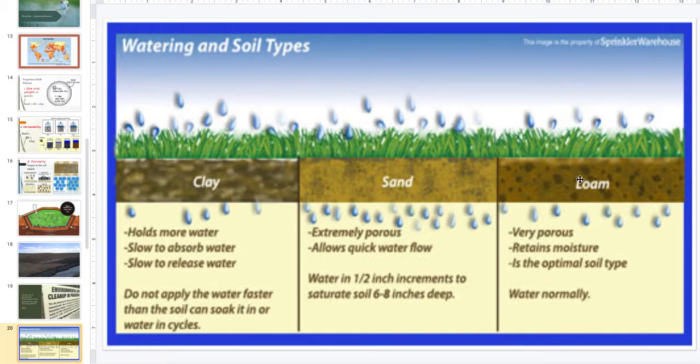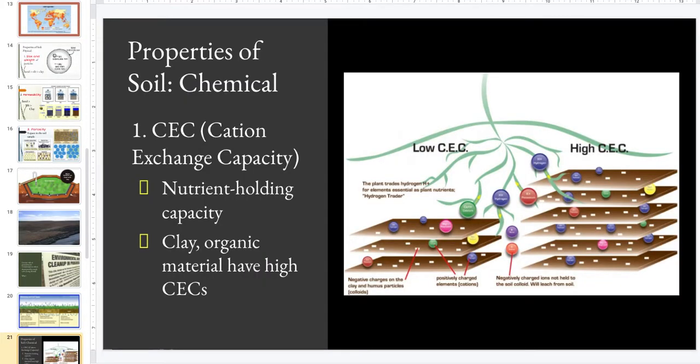Then we have this idea of loam. Loam is a term to describe a mixture of sands, silts, and clays. And we'll see more about that in a moment. Okay, chemical properties of soil. We have CEC, cation exchange capacity. It's the electrical charge of your soil.